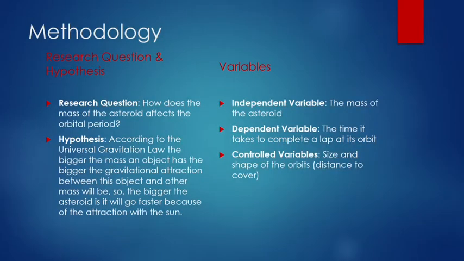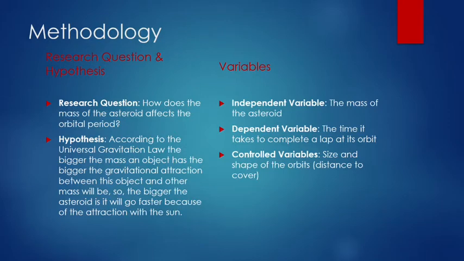Methodology. Our research question is, how does the mass of an asteroid affect its orbital period? This leads us to our hypothesis. According to the universal gravitation law, the bigger the mass an object has, the bigger the gravitational attraction between this object and other mass will be. So, the bigger the asteroid is, the faster it will go because of the attraction with the Sun.